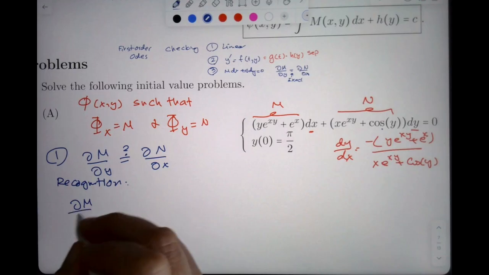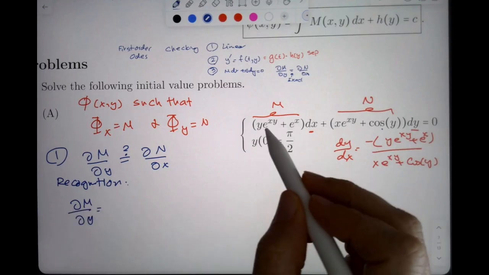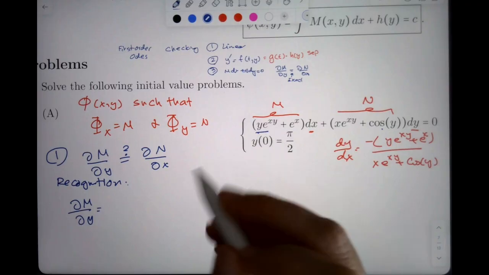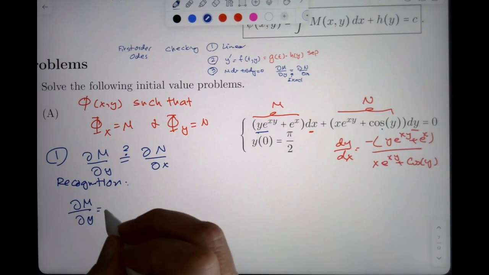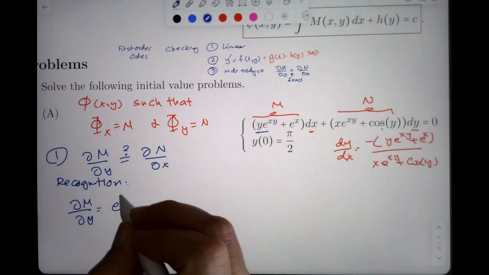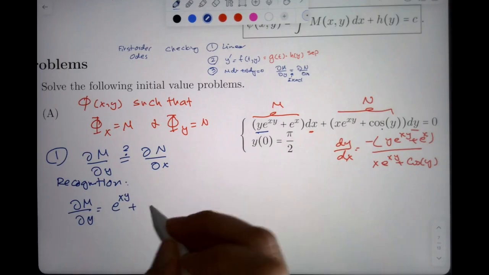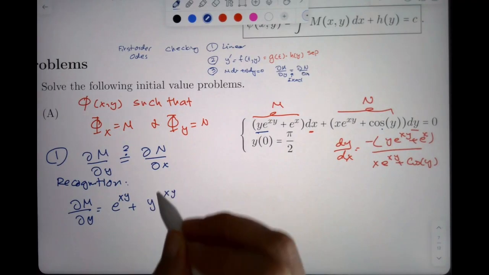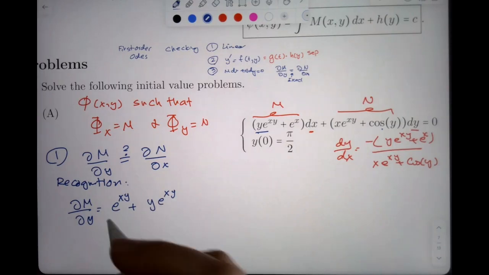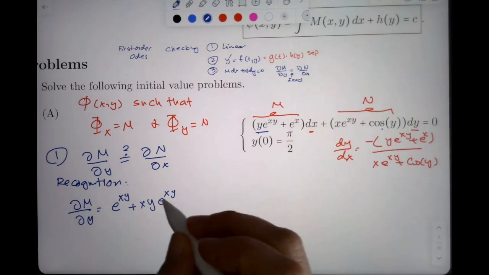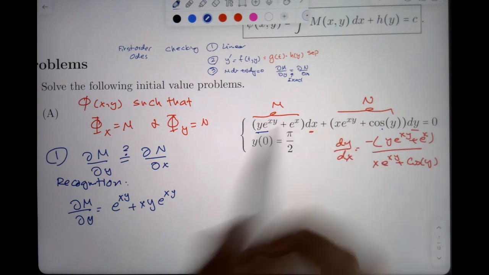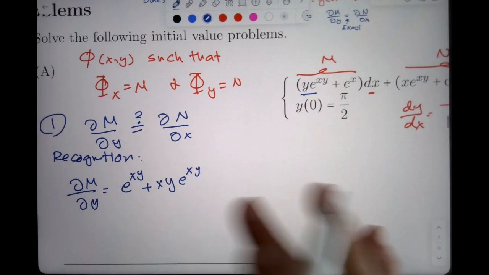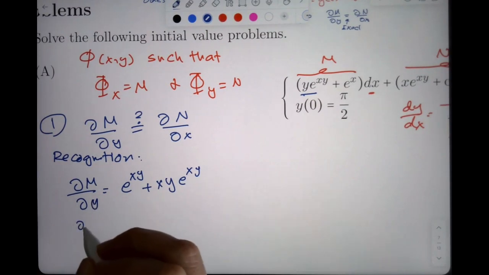Partial of m with respect to y is going to be equal to, here I have a product rule. So first it's going to be e to the power xy, then it's y times e to the power xy times the derivative of the exponent in terms of y, which is x. And then the derivative of e to the x with respect to y is 0.